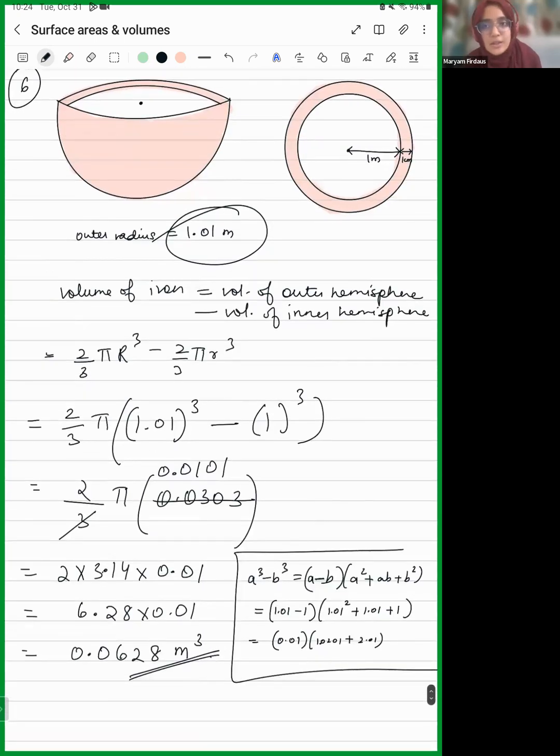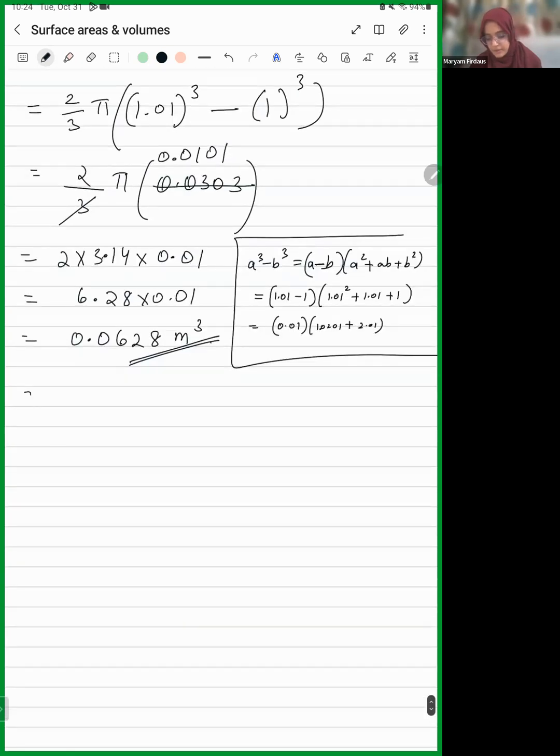So is this question clear to everyone? How did we find the volume of the iron? The concept is clear? Yes, ma'am, clear. Okay, let's move on then.